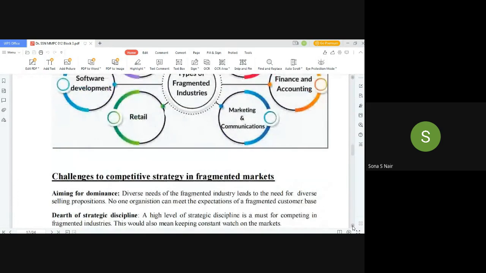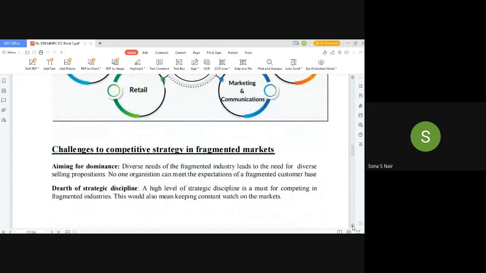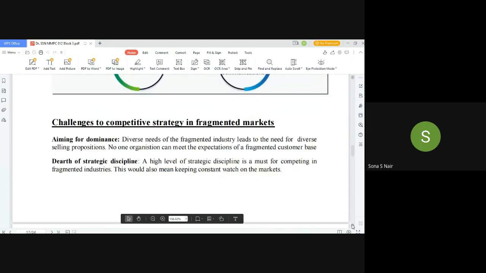These are fragmented markets because these are not huge. Not many big players are there in these markets, and if the firm has a business here, there are going to be certain challenges. Now, what are those challenges going to be? Aiming for dominance, diverse needs of the fragmented industry. There are diverse needs. That is why it is fragmented. Actually, no one organization can meet the expectation of a fragmented customer base. So dominance is something which cannot be achieved. So that is why it is a challenge.